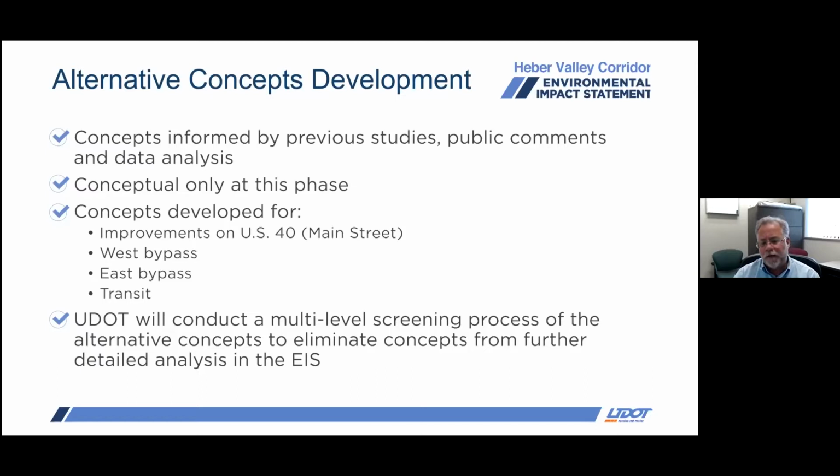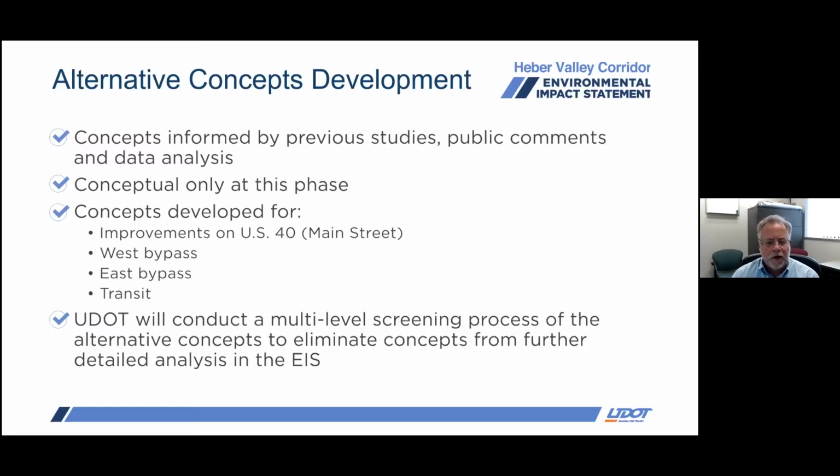And then we also recognize that another way to improve the mobility on US 40 to meet those project goals is through transit. And so these are the different types of alternatives that we'll be looking at. Each of these alternatives that we've developed is high level. They're conceptual at this stage. And so as you look at these alternatives, recognize that they are very high level, and we recognize that as you look at them you're going to have concerns, and that's to be expected.